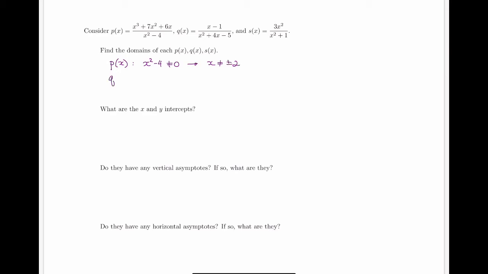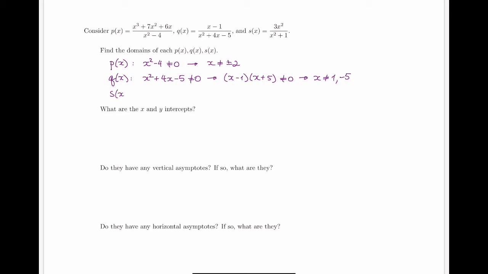For the function q, that means that x squared plus 4x minus 5 cannot be 0. And so if I factor this out, this will turn into x minus 1, x plus 5, which cannot be 0. And again, the only time a product is 0 is if one of the factors is 0, which means that this implies that x cannot be equal to 1 or negative 5.